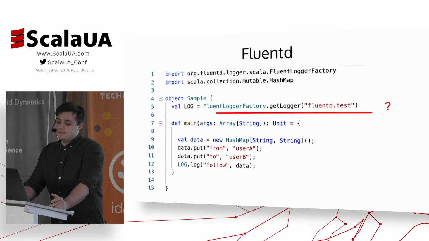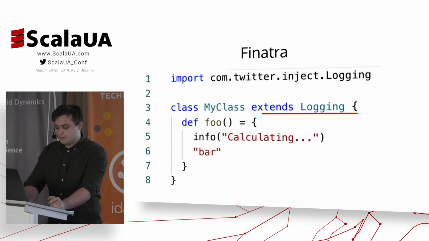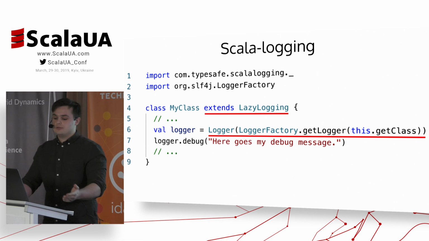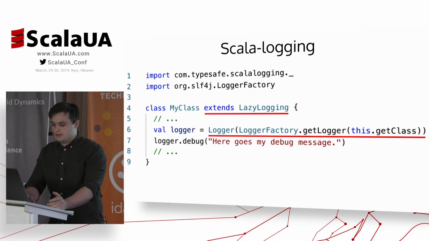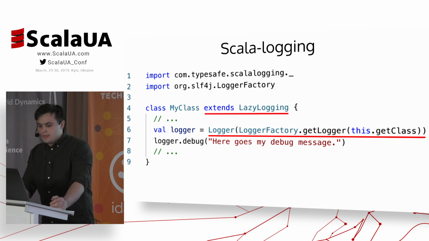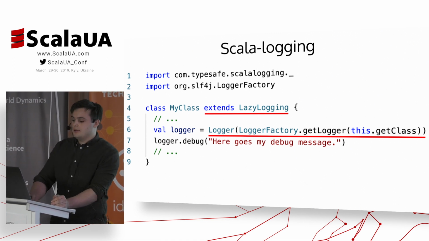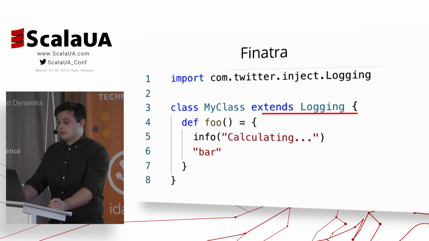And the next one is the data hash map. You need to set up MDC by yourself during runtime. It's hard, I think. Then Scala logging. Why do we need to extend LazyLogging if we want to define just a class and that's all? Why do we need to extend its logic? I think it's redundant, and we need to set it up manually. And Finatra, you also need to extend the logging, so SOLID is completely broken and it's hard.